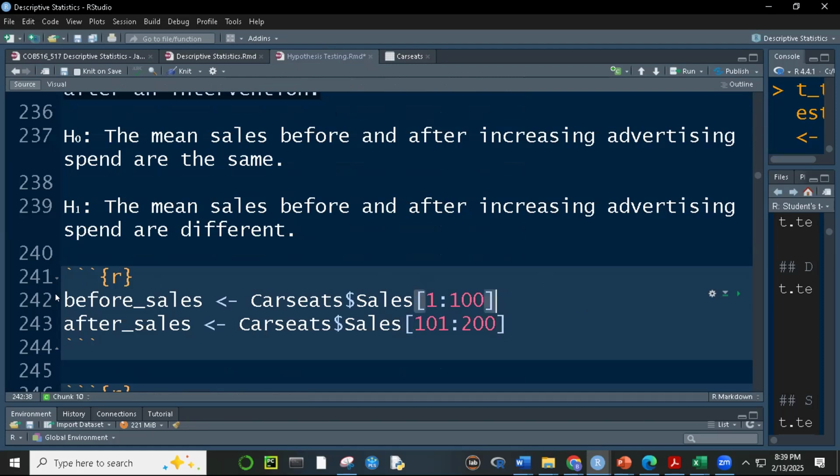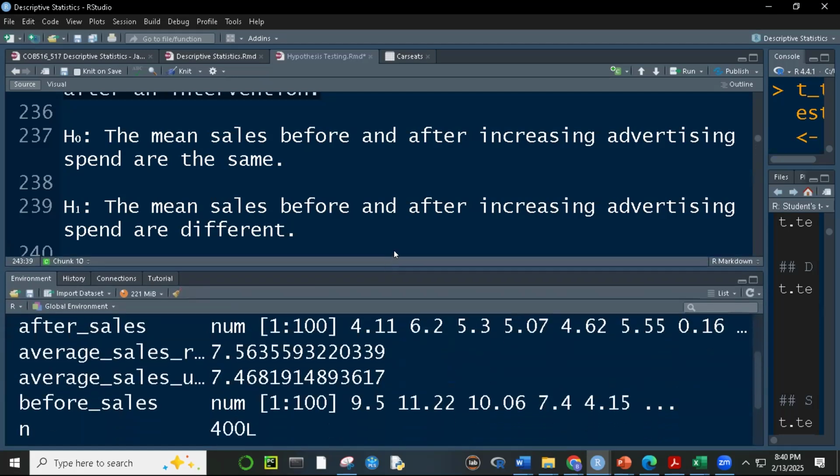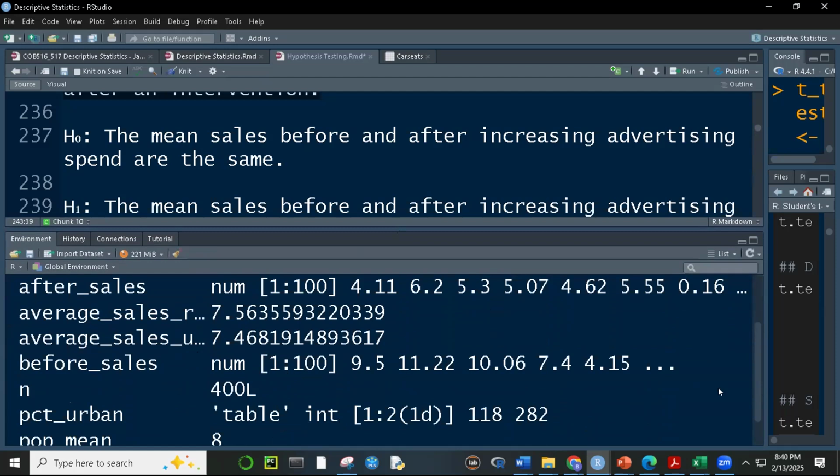So we're creating this object. It will contain 100 observations, and it's from the car seats data, the sales data, the first 100 observations. This one is for the next 100, from 100 to 200. So if I run this, kindly follow along, please. And this is an object that we created. So we now have before sales.